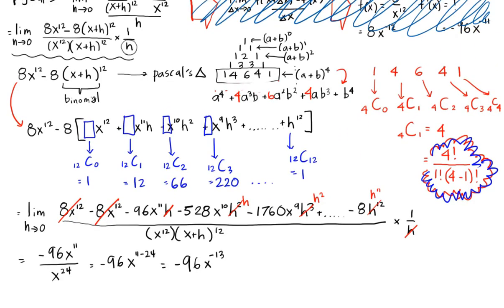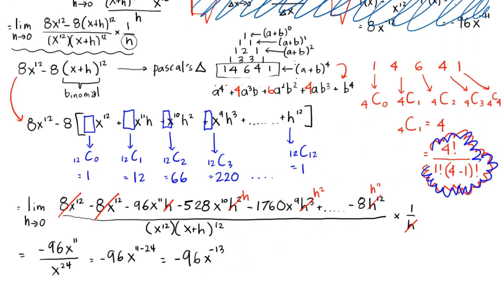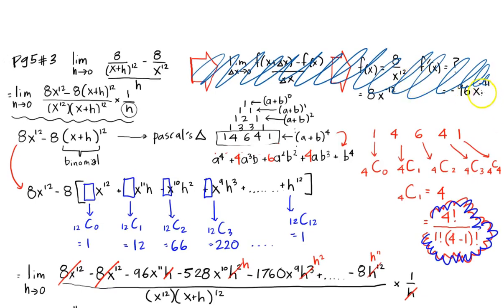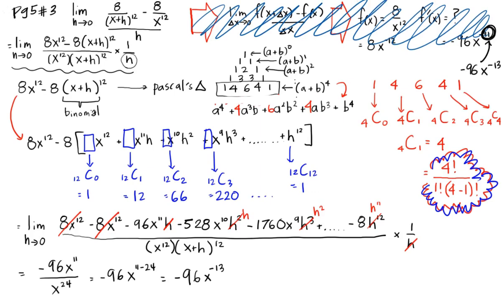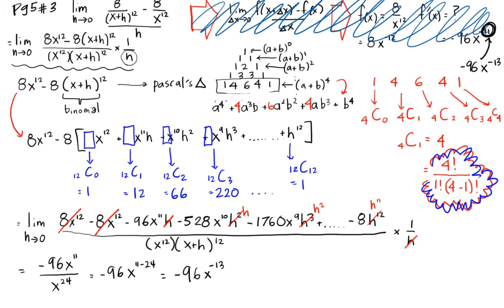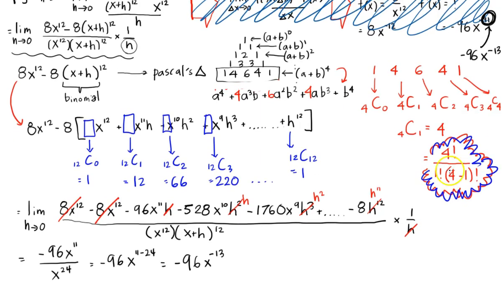Wait, did I say 13? Minus 13. Yes, I did. Wait, look at that. Did anyone see that? I made a mistake at the very beginning. Whew, good thing I did it the long way. So the answer up here should be, because it's one less than negative 12, that's actually x to the negative 13. Oopsie. Okay, hopefully someone saw that right away. I make a mistake all the time. Hopefully you have better calculating skills than I do.